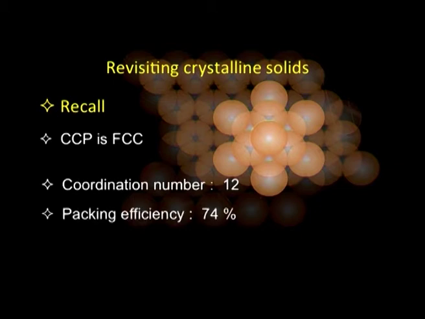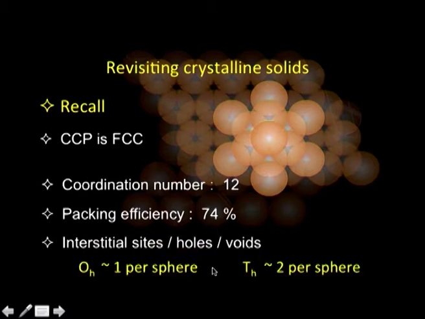And further, the packing efficiency of such a packing is about 74%. And thirdly, in such a packing, since the spheres are packed together, there are certain holes called interstitial sites or holes or voids. There is about one octahedral void or hole per sphere in the FCC or CCP structure, and there are two tetrahedral voids per sphere in this structure. They are the characteristic features of CCP or FCC, because we are going to use this here.